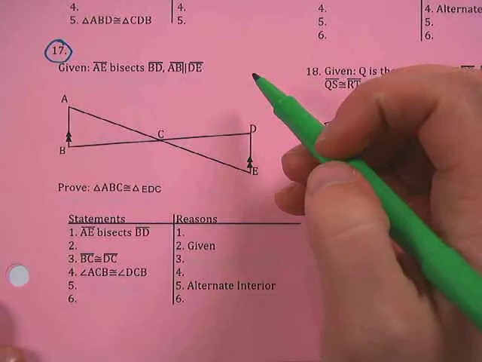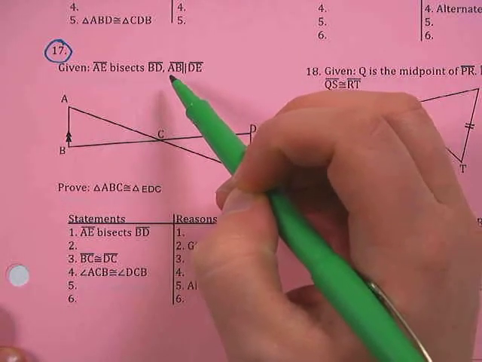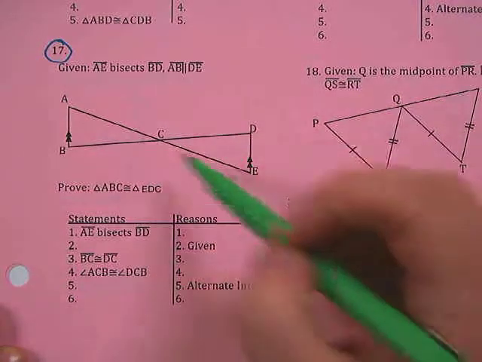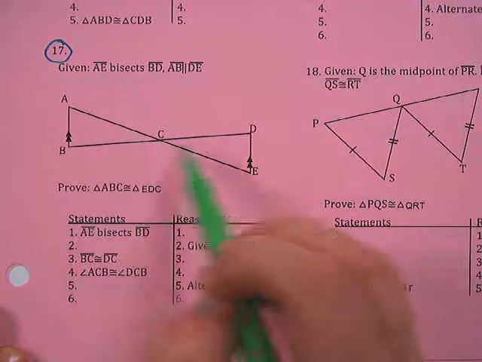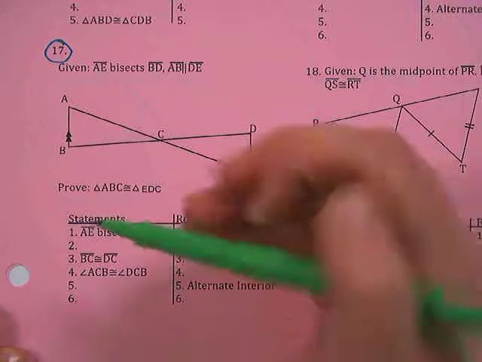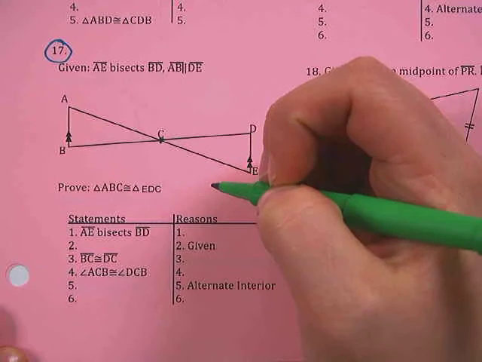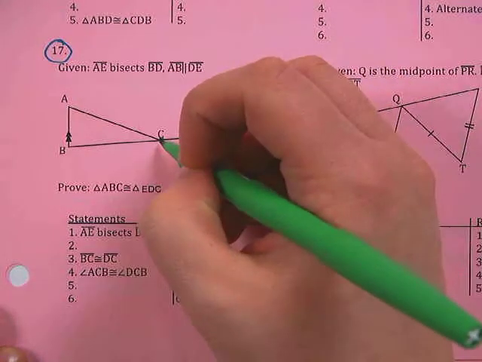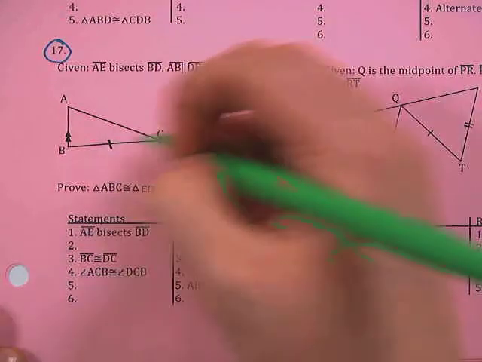So first off, this one says that AE bisects BD. So AE is this line right here, and it's bisecting this line BD. So that's kind of like telling us that this is a midpoint for it. It's cutting it in half. So that tells us that BC and CD are two equal segments. So let's mark them that they are.